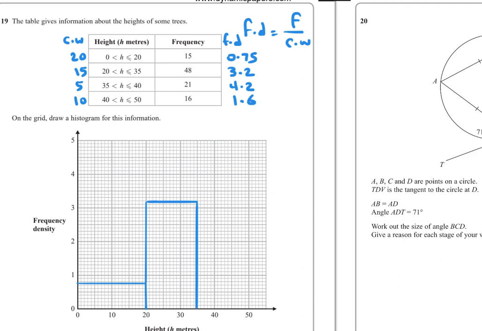Next one, height 4.2 from 35 to 40. So 4.2 is here. The last one, the height 1.6 from 40 to 50. 1.6, so this is 1.6. So this is the histogram.